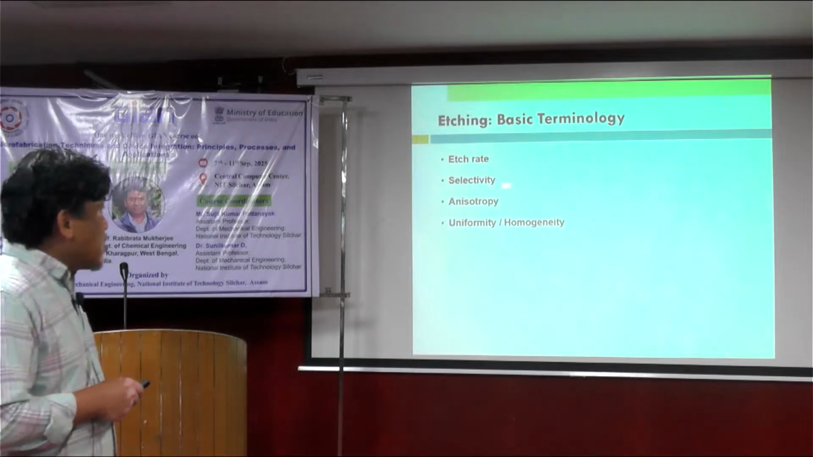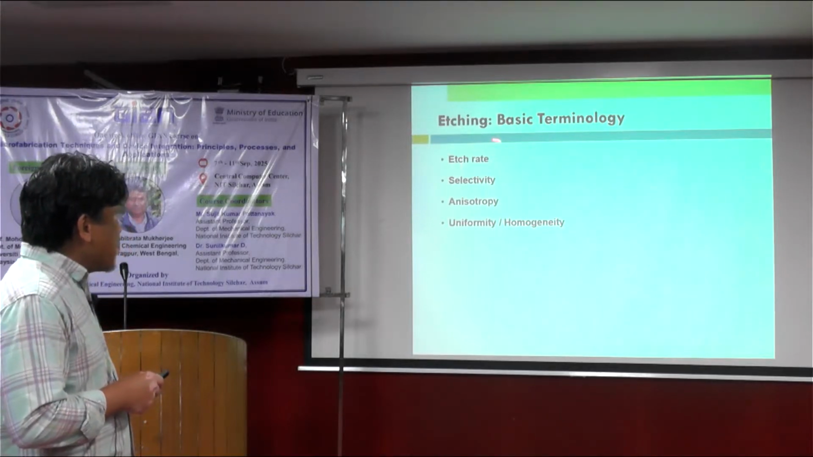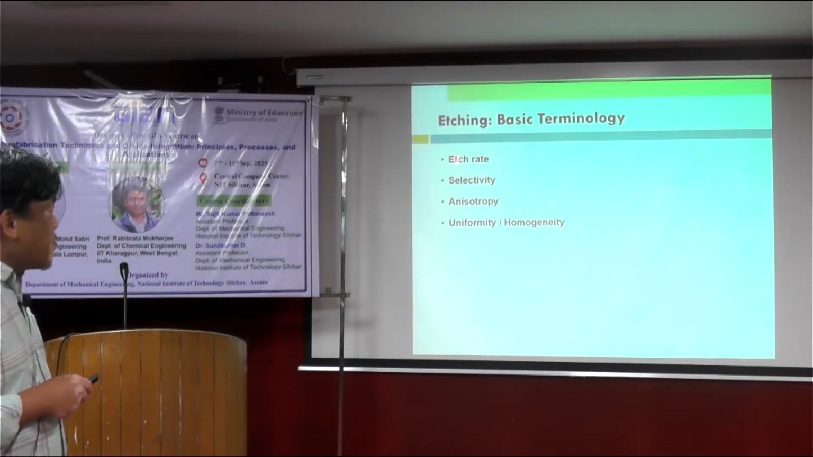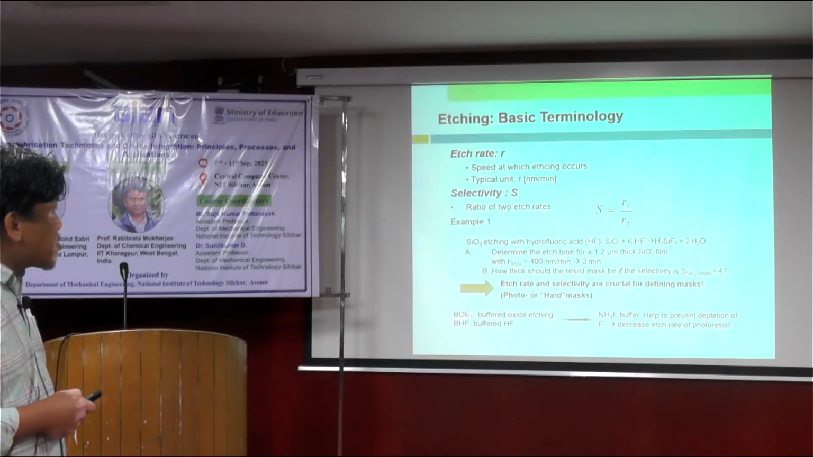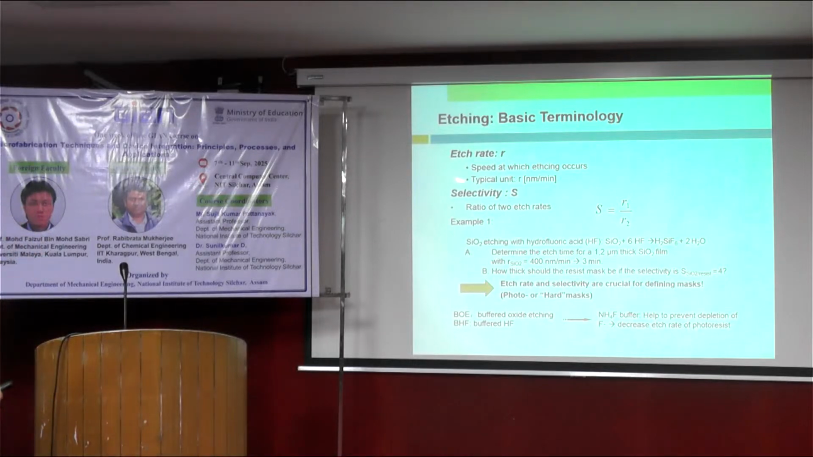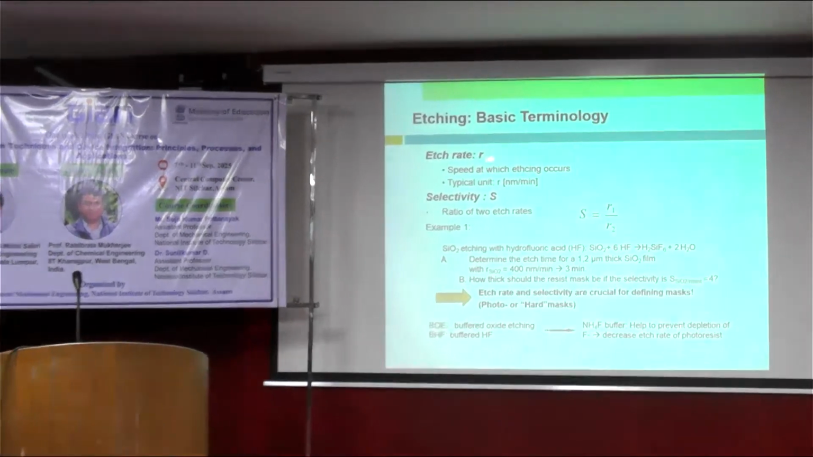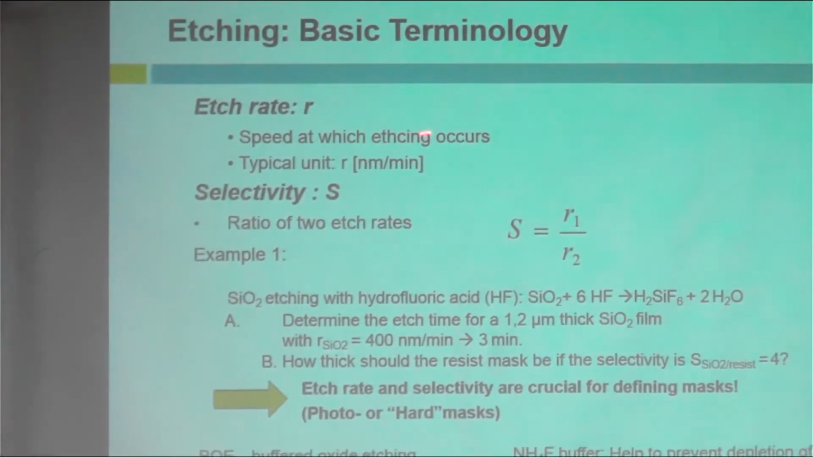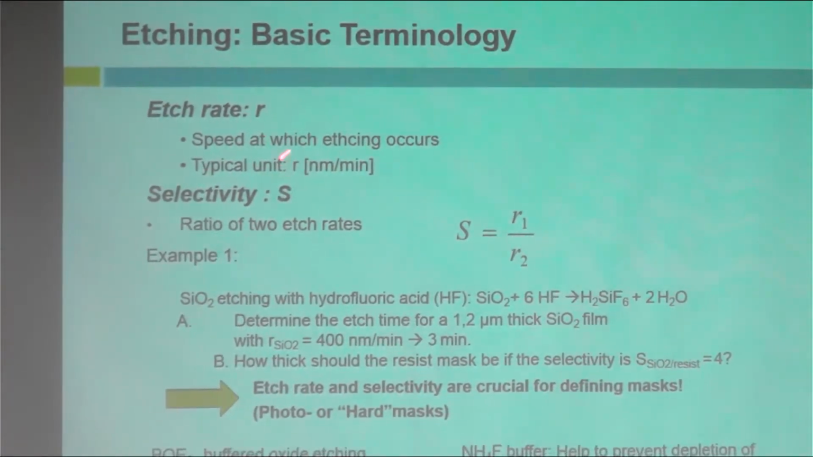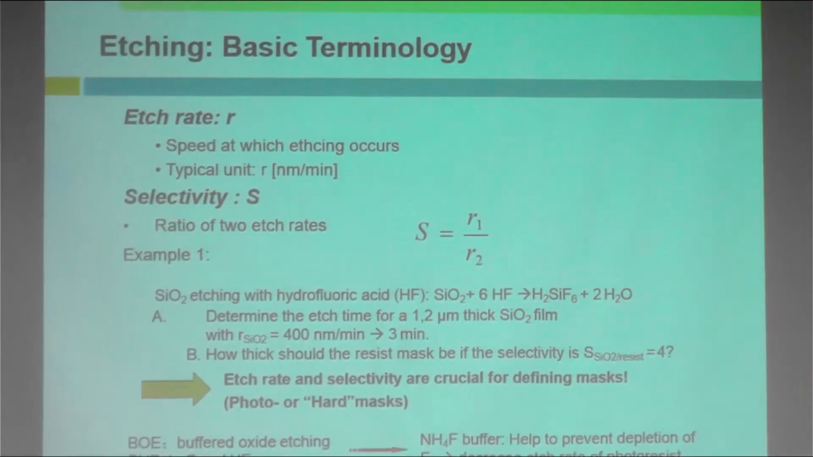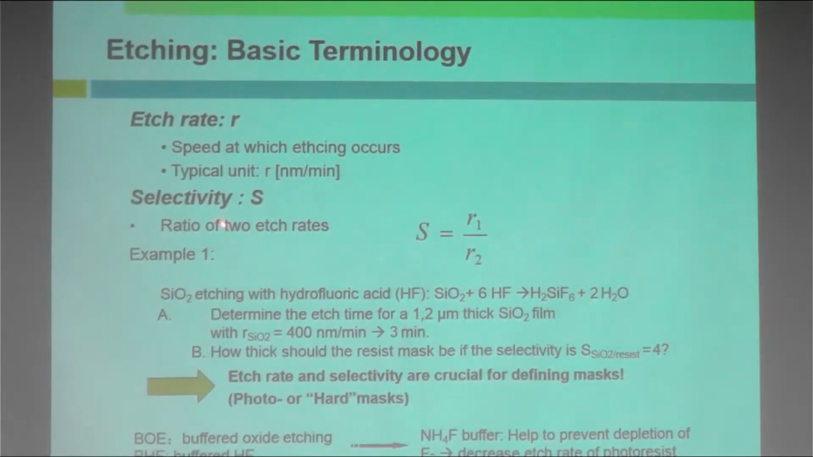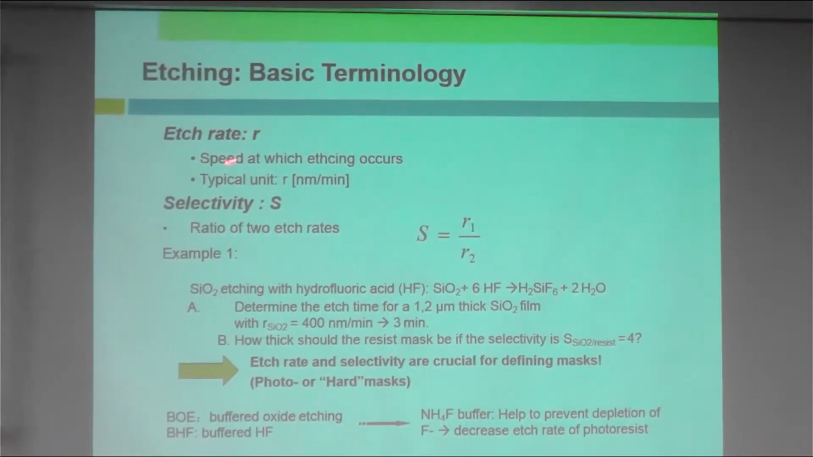So the thing is, what happened, how we can control etch rate, selectivity, anisotropic, and uniformity. So the etch rate here is the speed at which etching occurs. So how fast you can remove the material that you want to form the pattern. That is what we call etching rate or etch rate.